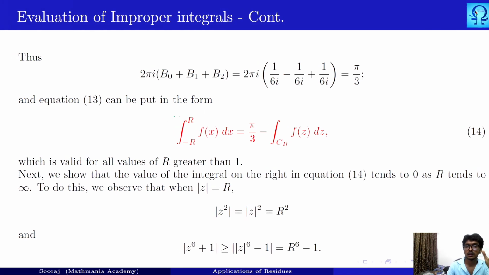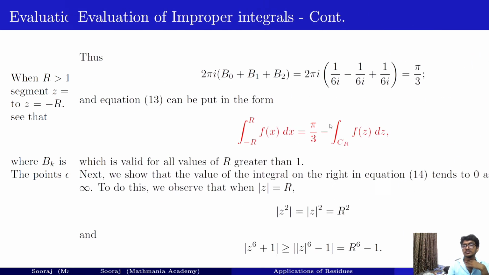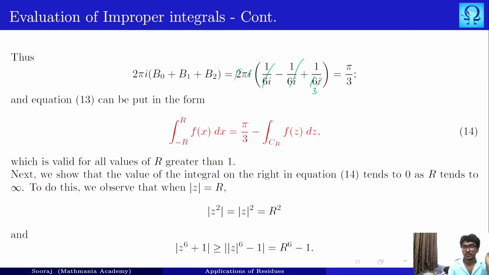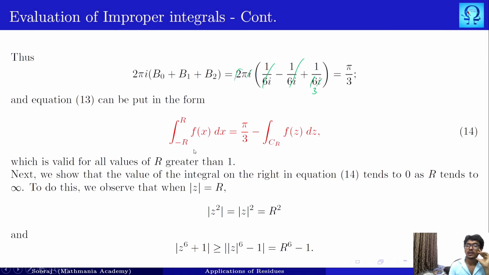Now coming back to equation 13, integral from minus r to r of f of x dx plus integral over C_R of f of z dz equals 2 pi i times this quantity we have evaluated. The right hand side we have found is pi upon 3. We just substitute it and take this quantity to the other side. So we have this equation 14. Now it is left to show that this quantity goes to 0 as r approaches infinity.